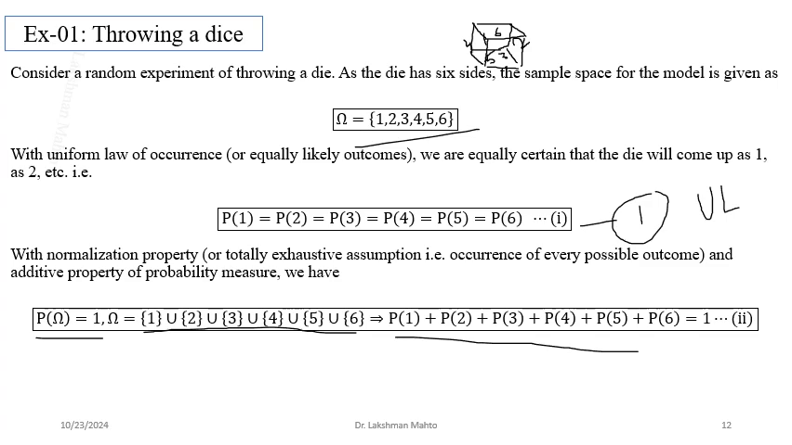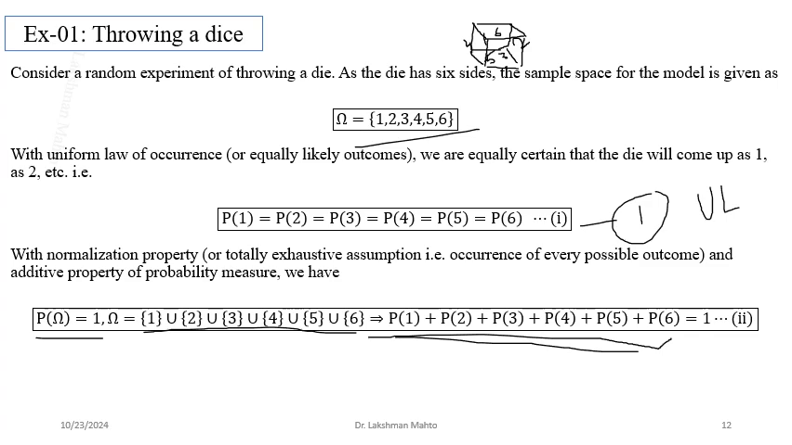So here by default face 1, face 2 would be mutually disjoint. Likewise, 2 and 3 would be mutually disjoint because both can't occur together. Okay. So probability of omega, it would be what? Sum of the probability of these outcomes. Okay. And what is the probability of omega? It is equal to 1. So the sum of the probability of these outcomes is equal to 1.